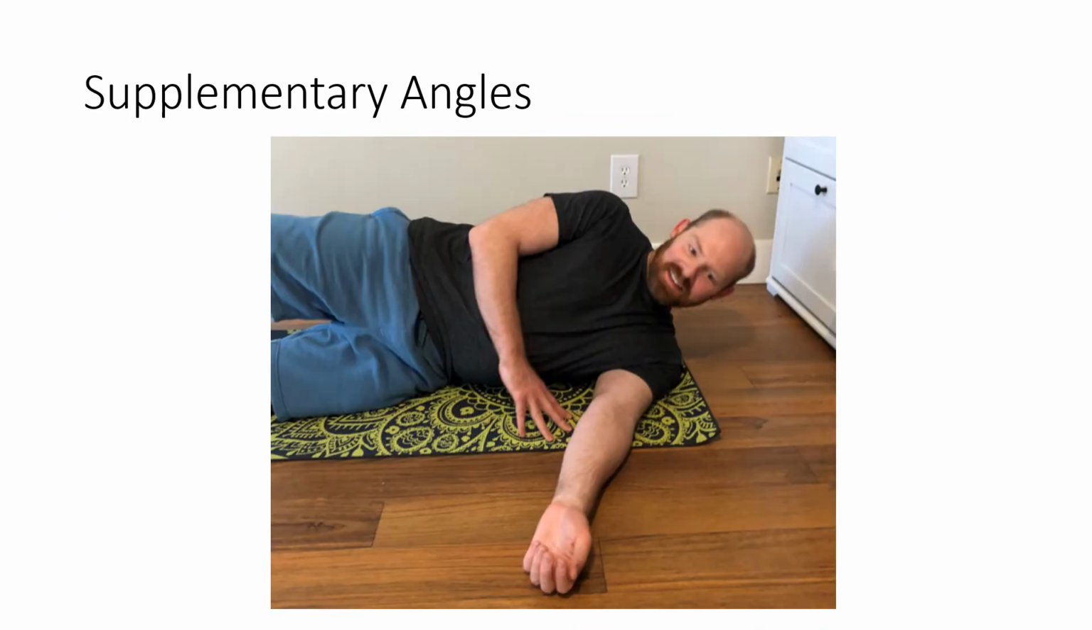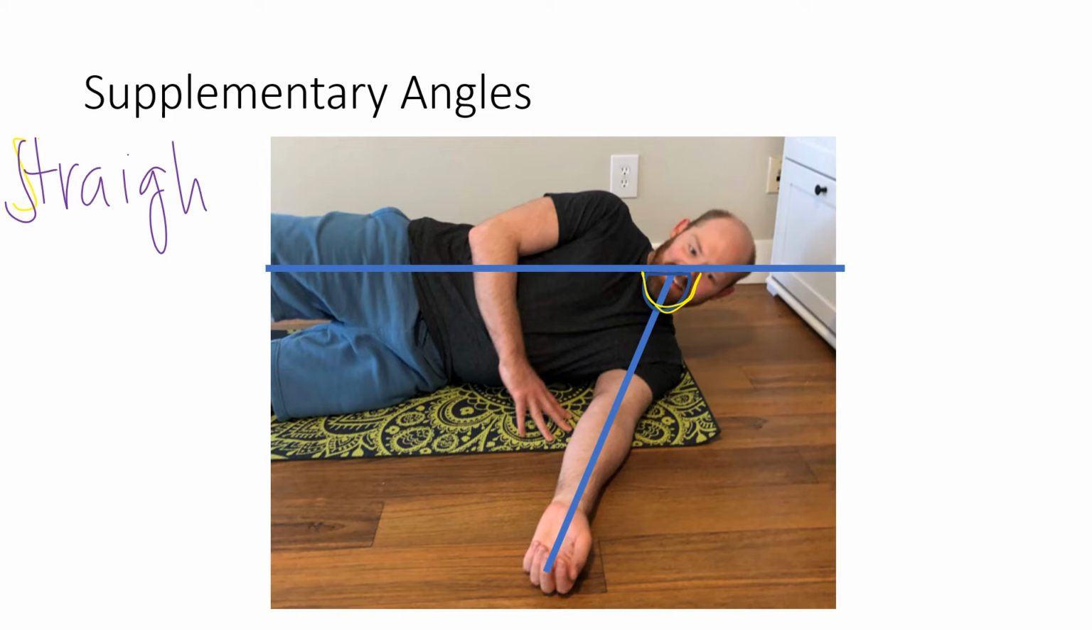Another type of angle is called supplementary. So here, Mr. M. Sadaquist is laying in a straight line on the ground, and his arm is creating 2 angles. So supplementary angles make up 180 degrees. So a straight line is 180 degrees. So supplementary angles are 2 angles that add to 180 degrees.